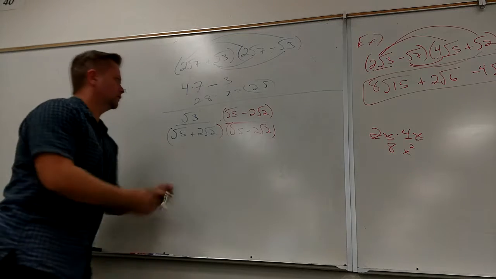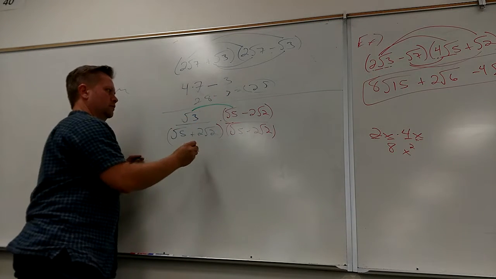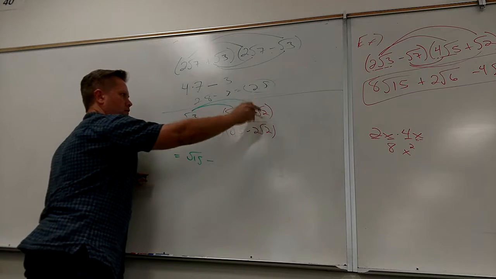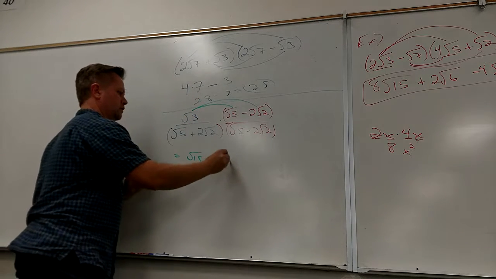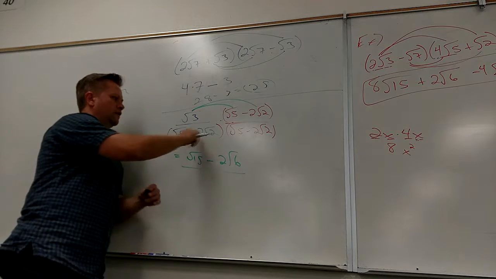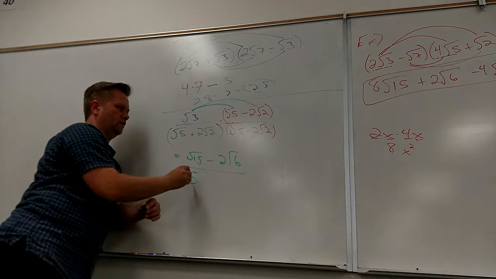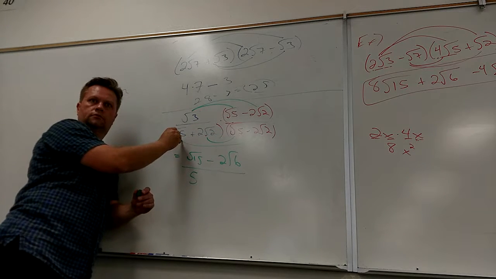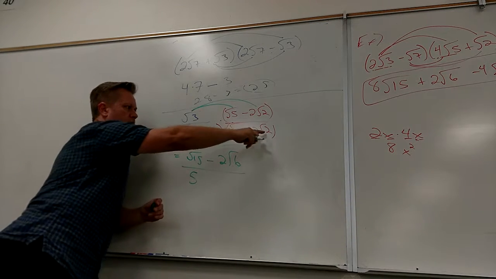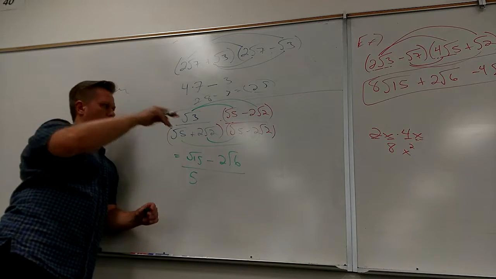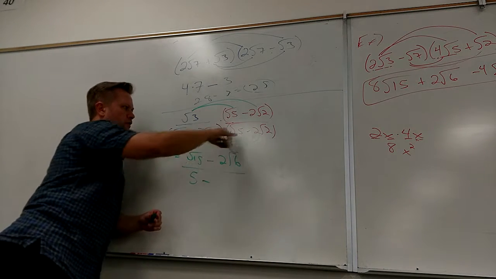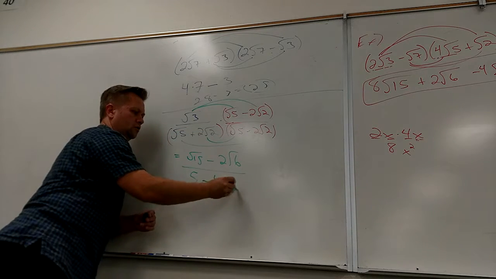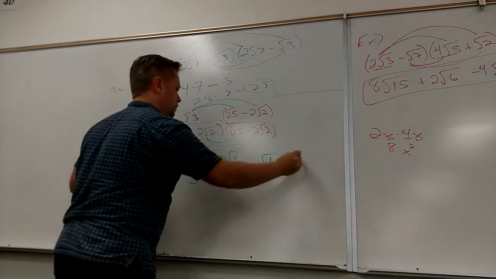All right, let's see what you get. So here you get root 15 minus 2 root 6. I like it. Rad 5 times rad 5 is 5. This and this cancel, right? This will be 2 rad 10 minus 2 rad 10. That's gone. Negative 2 times 2 is 4. Rad 2 times rad 2 is 2. So I get rad 15 minus 2 rad 6.